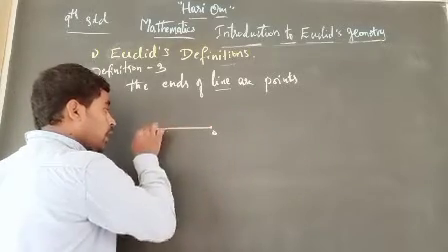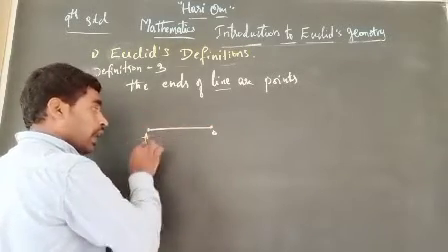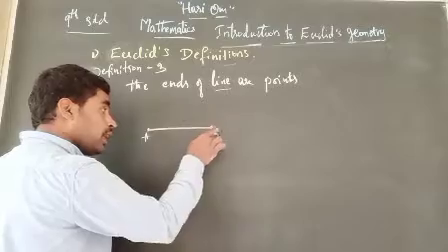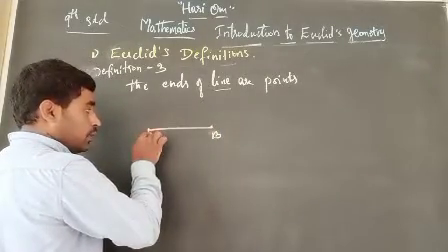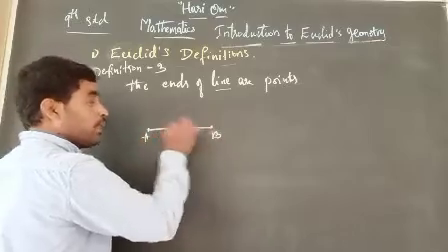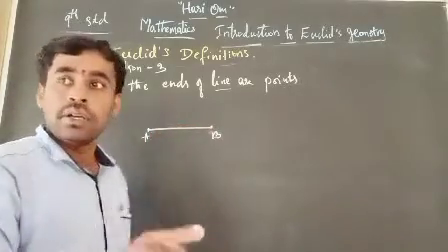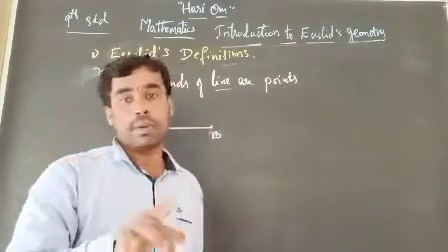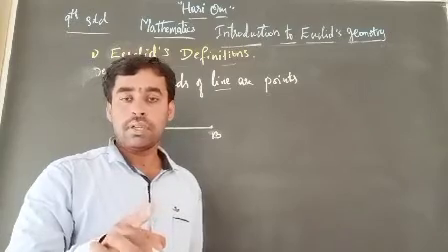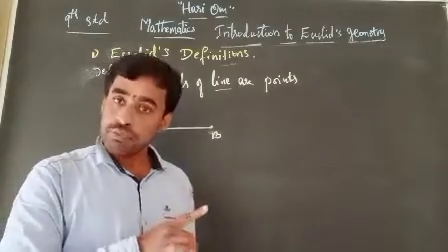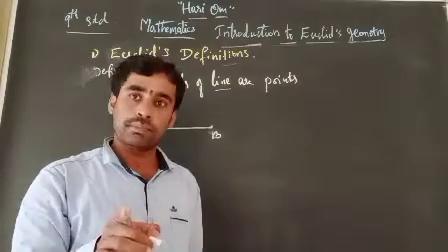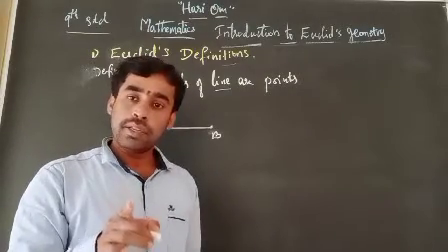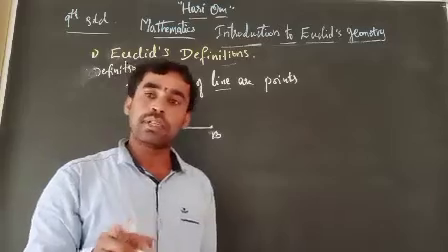Here A and B is a line. At the ends of this line are the two points A and B. In between them, there is an uncountable number of points. Is it clear? This is how a straight line is formed.